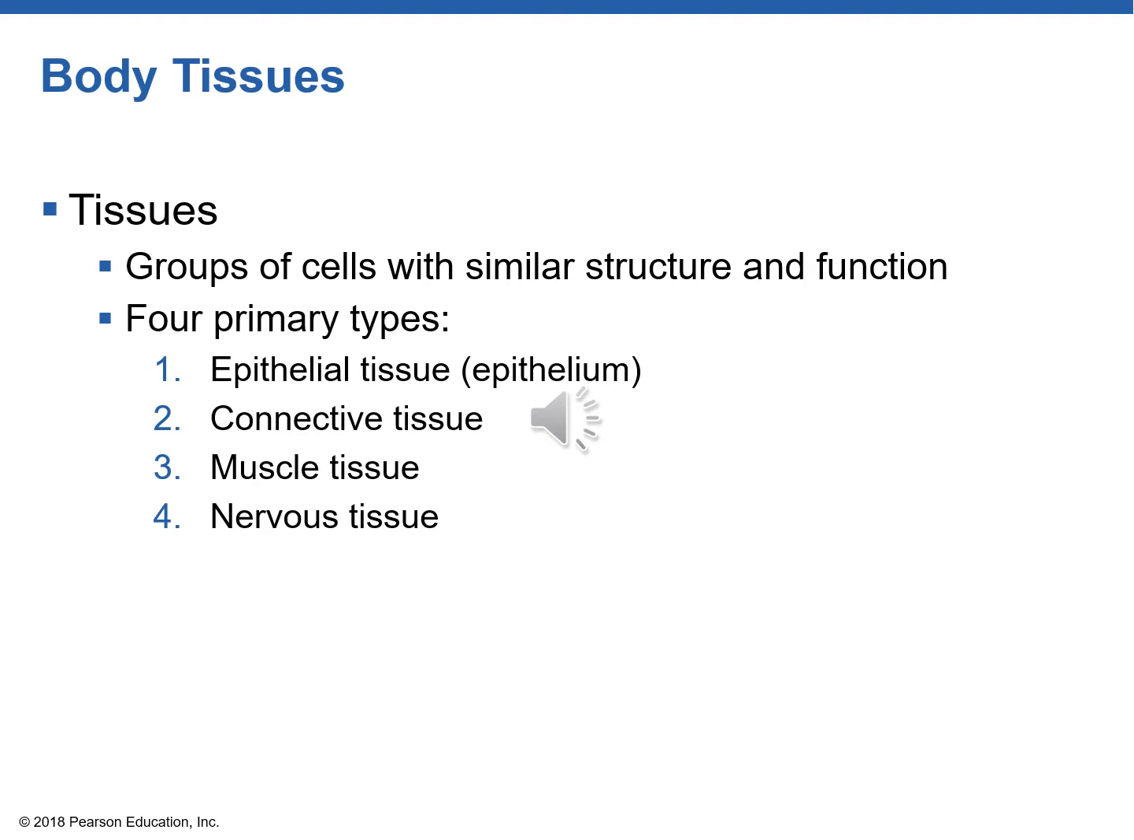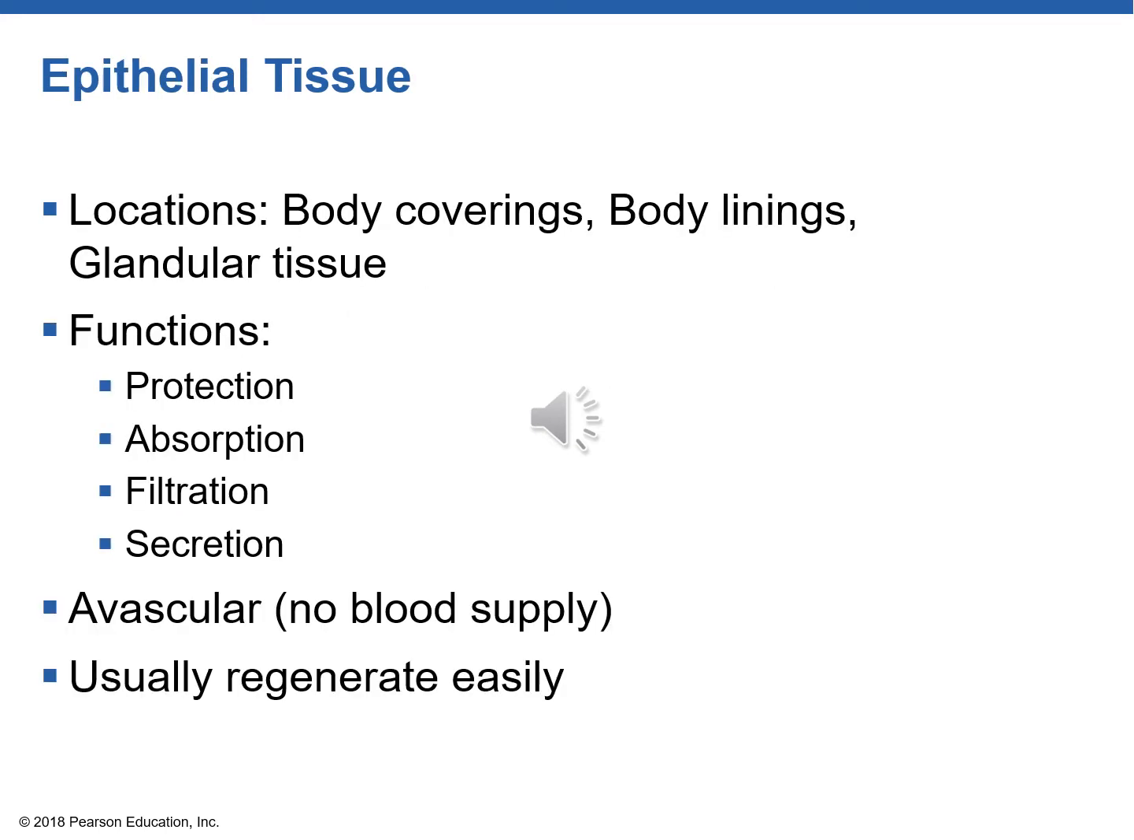Epithelial tissues, that's mostly linings. Connective tissue, that makes up the majority of our body. Muscle tissue, we know that one pretty well. And nervous tissue, that sends impulses through our body. So let's talk first about epithelial tissue.